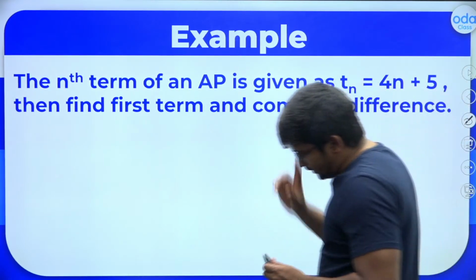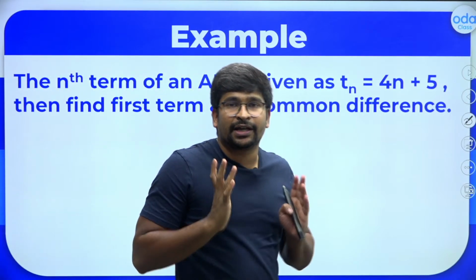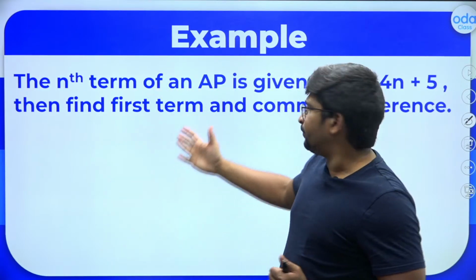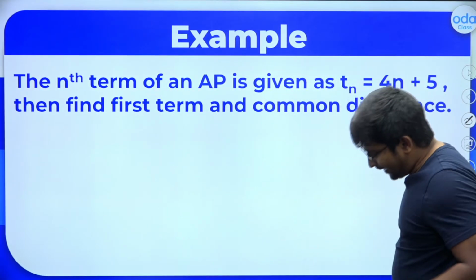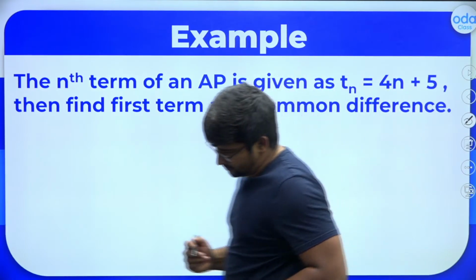Now, the next very important type. You have seen at the beginning, if the nth term of a progression is given, how to go ahead. In the same way, in arithmetic progression also, if the formula for the nth term is given, you need to find the first term and common difference. This is what is required.